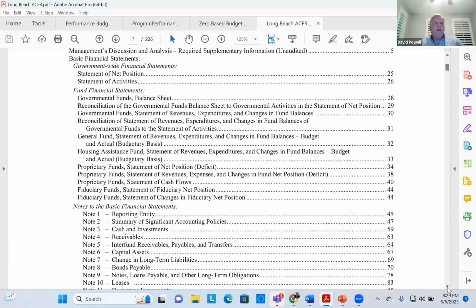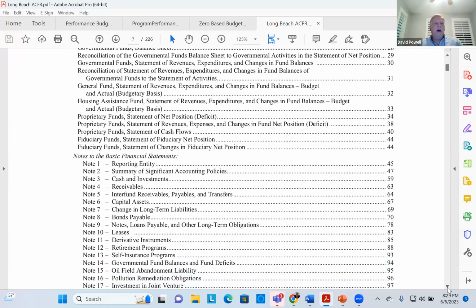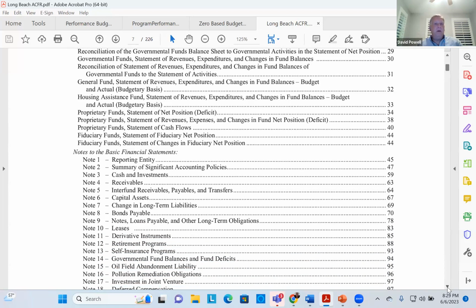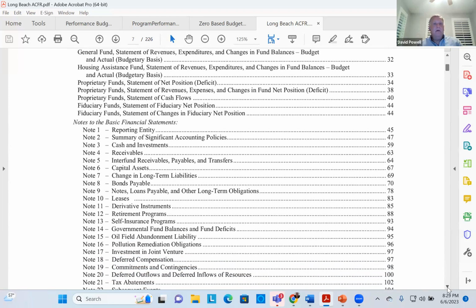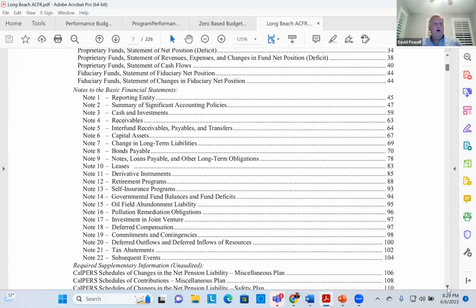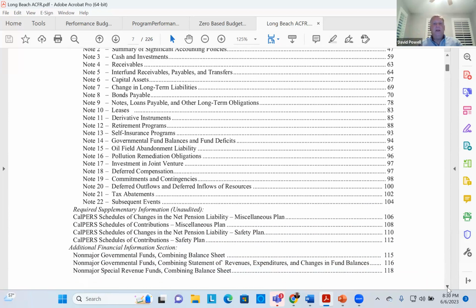Then you go into your financial statements for each one of your funds. So there's a governmental funds balance sheet there for you. You've got a proprietary funds balance sheet, proprietary funds statement of position, fiduciary funds statement of position. So you break it down by each one of your basic funds: governmental, proprietary, and fiduciary funds. And then you can see you've got a lot of notes. These are all the explanations that they provide for you for what's going on in those balance sheets. You can see here we've got 22 notes alone just in this one section.